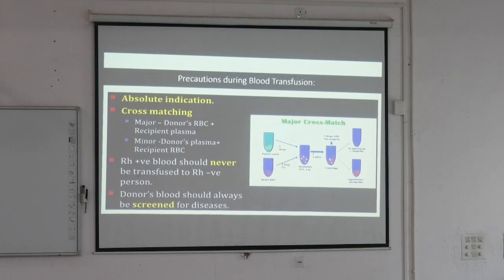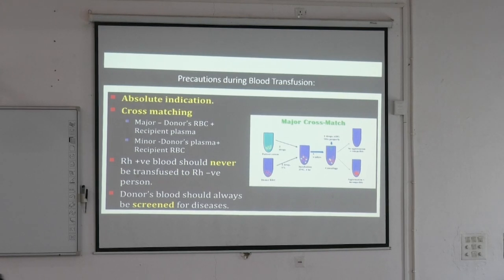Donor blood should always be screened for diseases like HIV, hepatitis B, hepatitis C, syphilis. So it must be screened. Major cross-matching, compatibility test, screening for disease. Then the ideal proportion, whether it will be whole blood or PRBC, will be transfused.